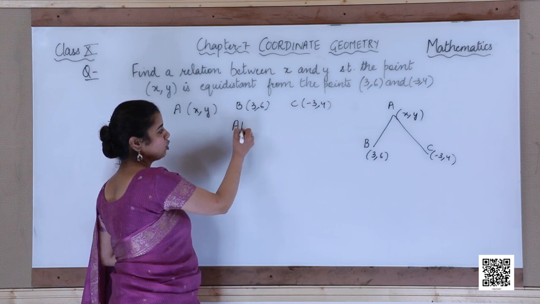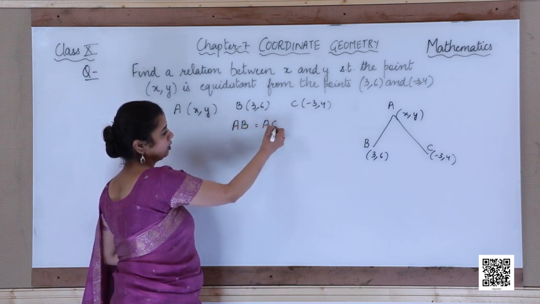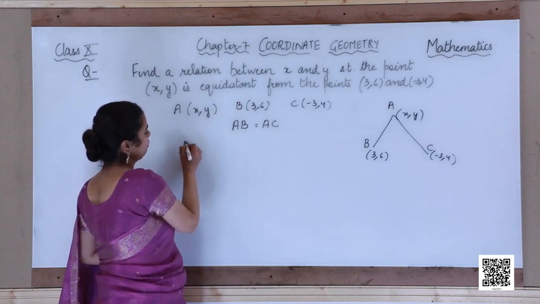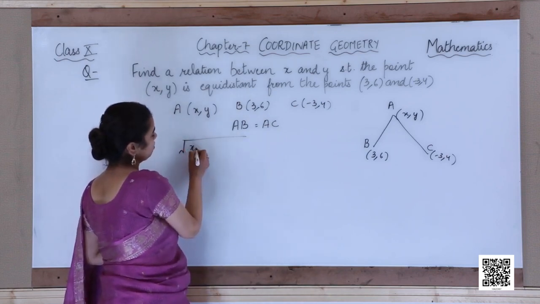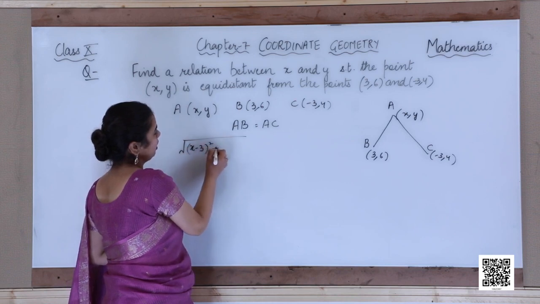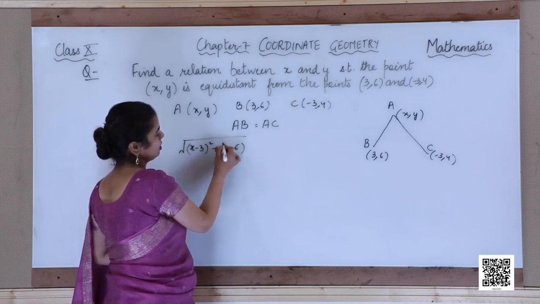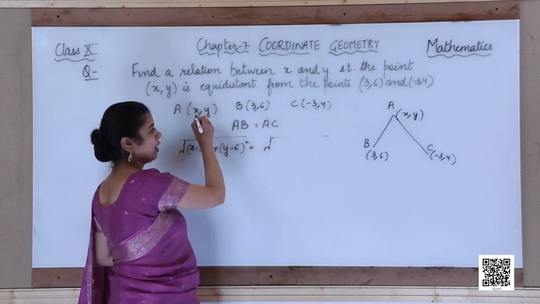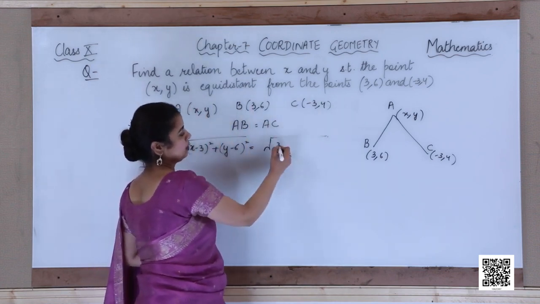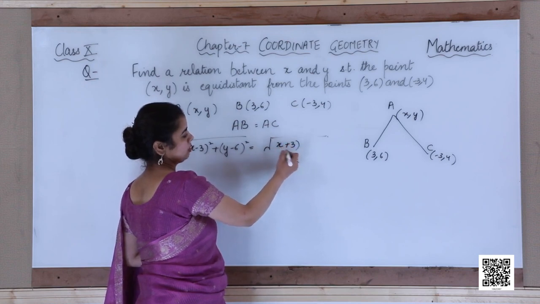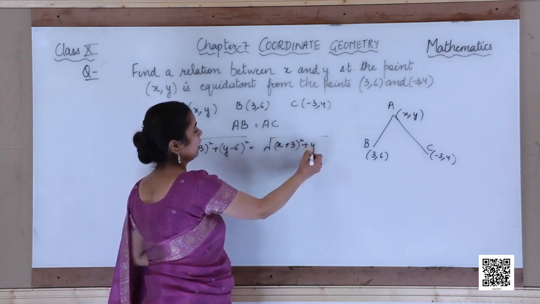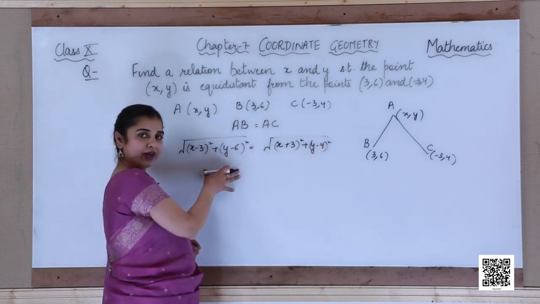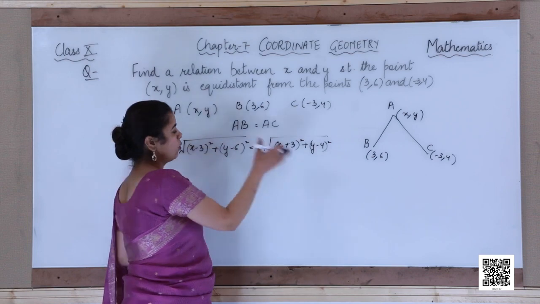That means AB should be equal to AC. Now AB is the distance between A and B. So by the distance formula we can see that it is under root (x minus 3) square plus (y minus 6) square. And AC, when we apply the distance formula, (x minus minus 3) means (x plus 3) square plus (y minus 4) square. Now if we want to simplify this, we can square both sides.